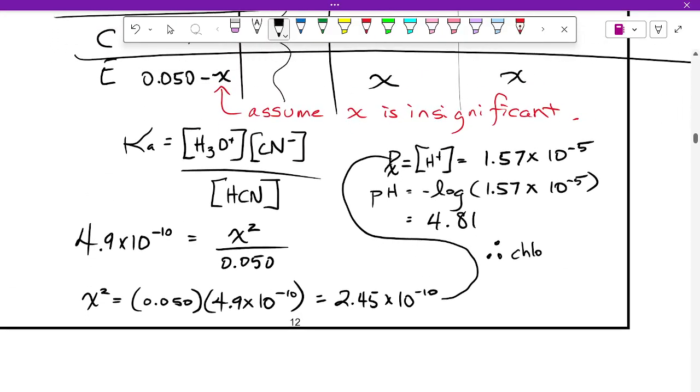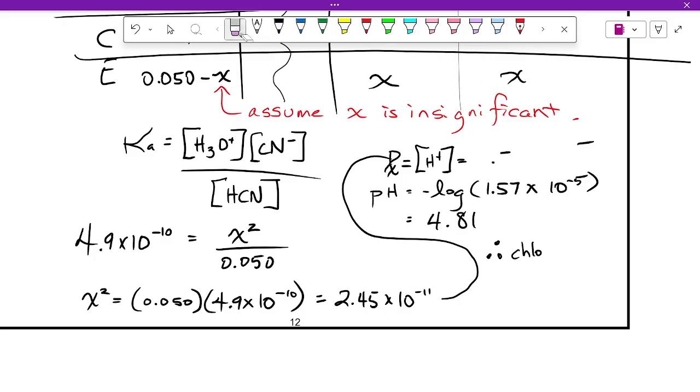Okay, 0.05 times 4.9 times 10 to the negative 10. So that's 2.45 times 10 to the negative 11. Oh my God. Okay. That look better? Yeah. Okay, and now we have to take the root of that. Okay, root. And we get 4.9 times 10 to the negative 6? Yeah. Okay.